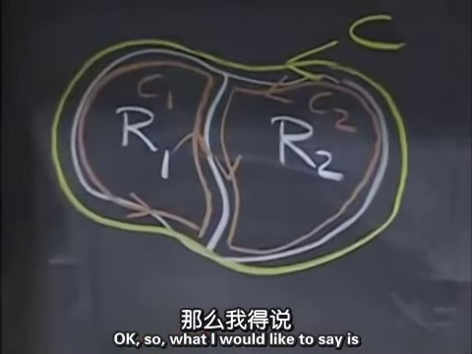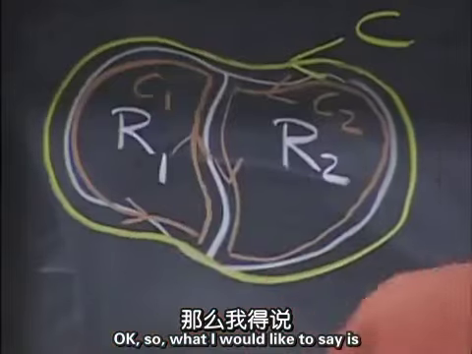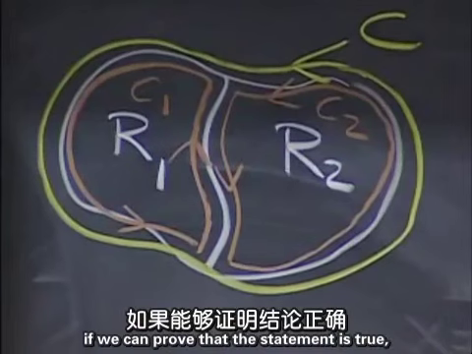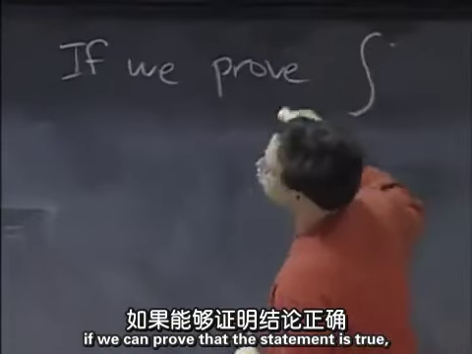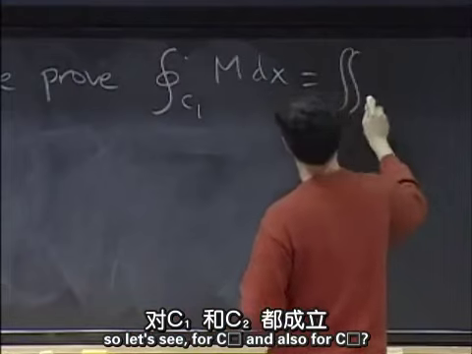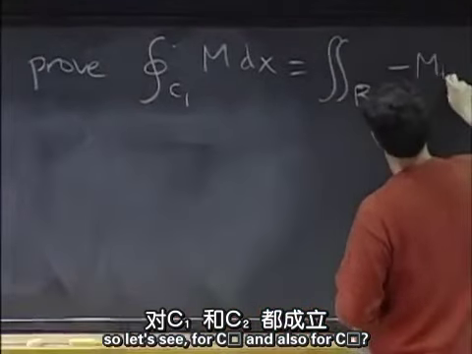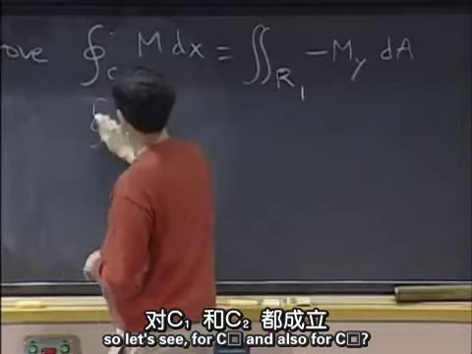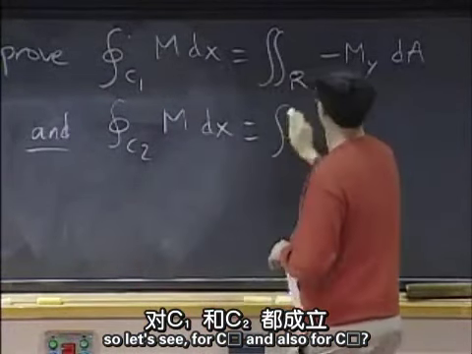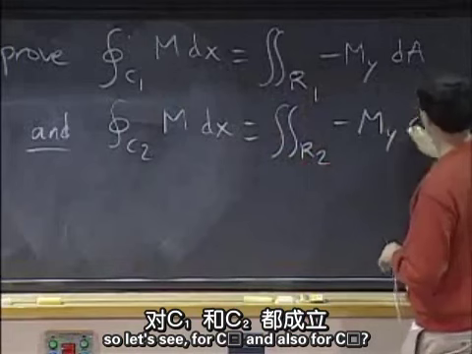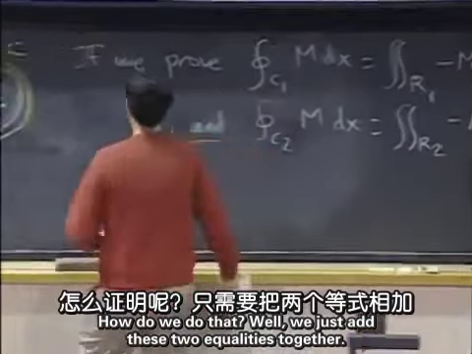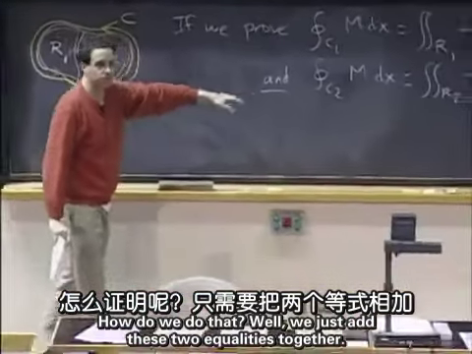Okay, so what I would like to say is if we can prove that the statement is true, so let's see, for C1 and also for C2, then I claim we can prove a statement for C. How do we do that? Well, we just add these two equalities together. Okay, why does that work?